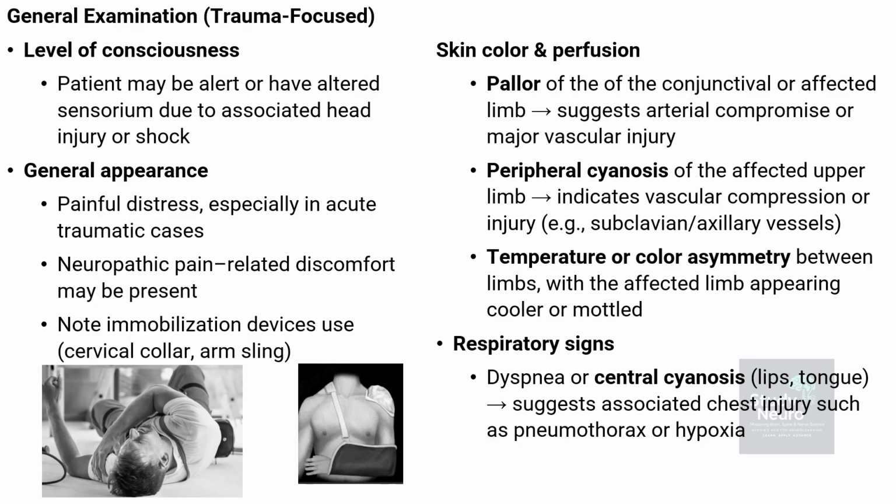When examining a patient with a suspected brachial plexus injury, start by taking in the overall picture. Check how alert they are, because some patients may be fully conscious, while others might have confusion or drowsiness from head injuries or shock. Pay attention to how they look and move. Trauma often brings obvious discomfort or pain, and in some cases, there might be a deeper nerve-related pain that isn't obvious at first. Notice if they're using supports like slings or cervical collars, as these can tell you a lot about what the clinicians are already concerned about.